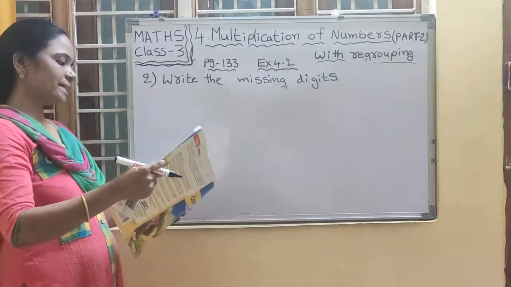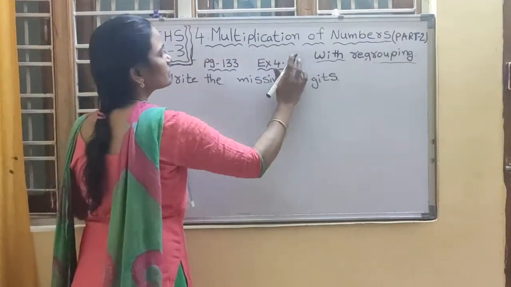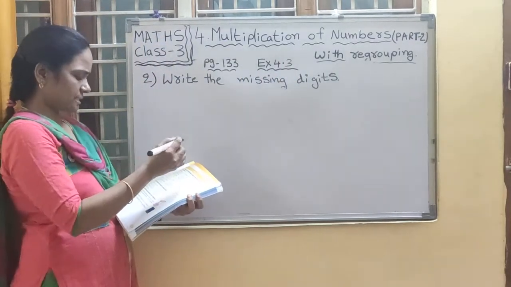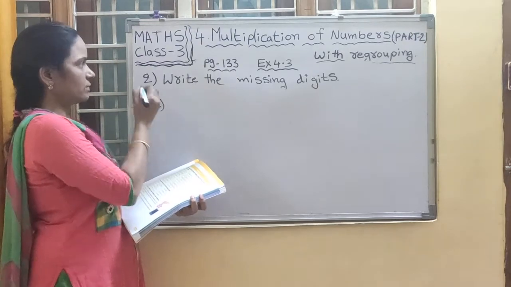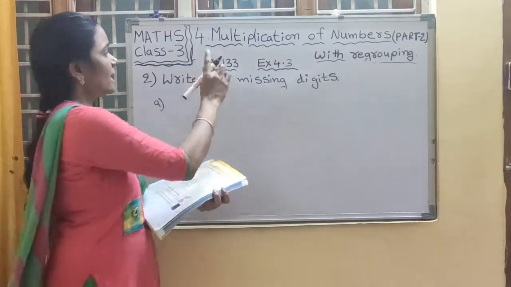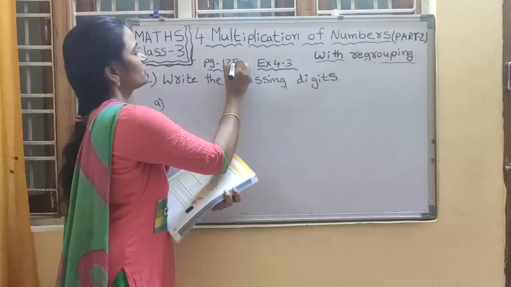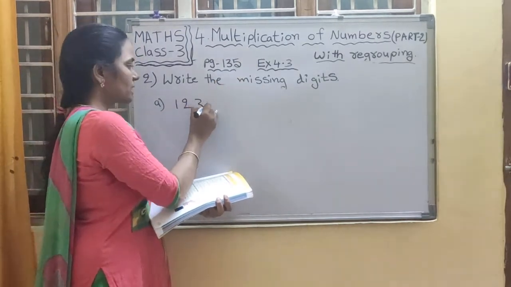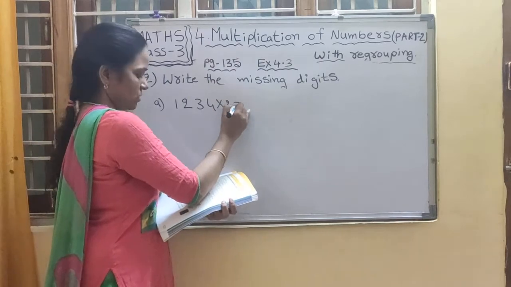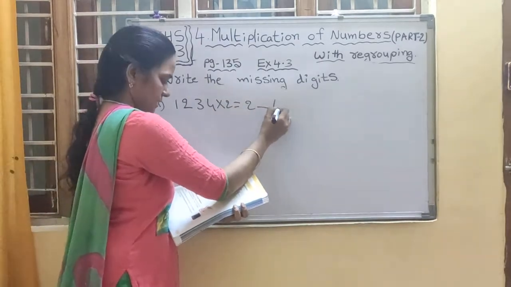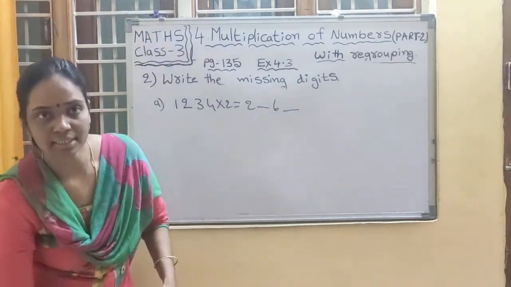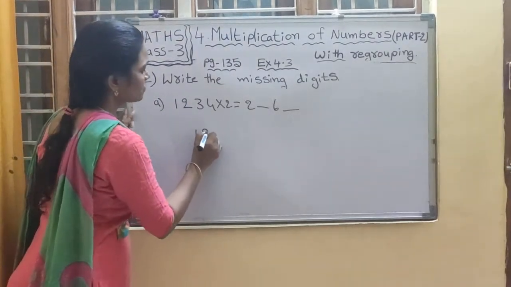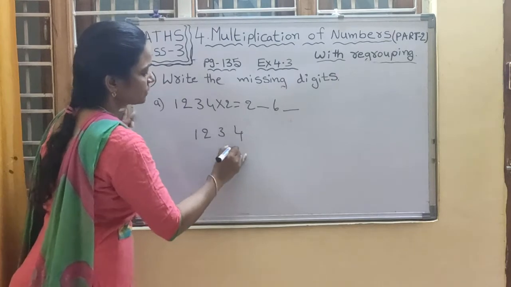Now from exercise number 4.3, I am taking this one from page number 135. Okay, a 4-digit number I am taking. 1234 into 2 is equal to 2 dash 6 dash. Okay children, 4-digit number by single-digit number. Yes, 1234 into 2.